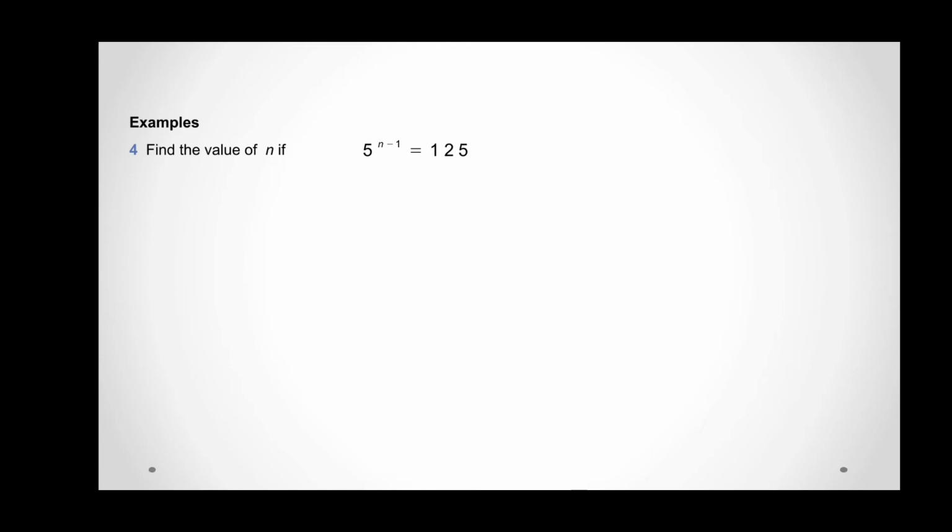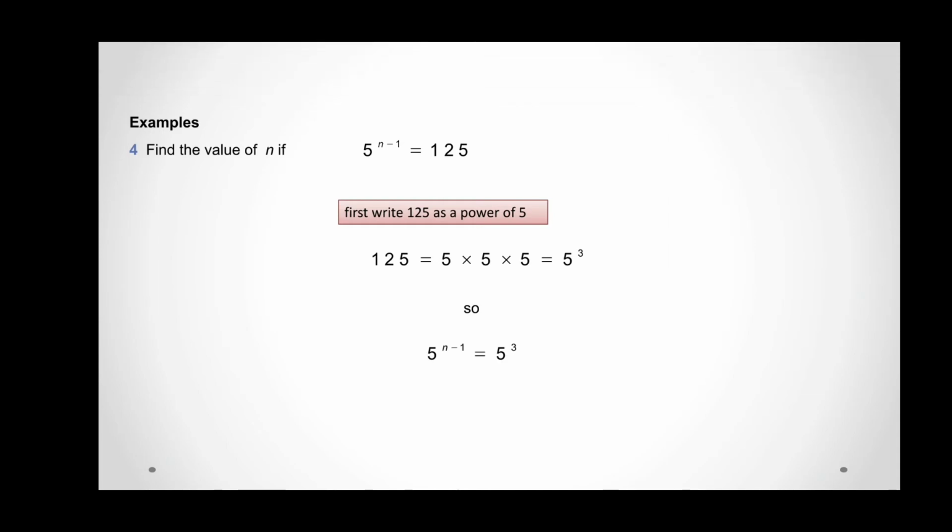Next example, 5 to the power n minus 1 is equal to 125. So here also you have to write 125 as a power of 5. Then you can equal the powers. So 125 means 5 to the power 3. So then 5 to the power n minus 1 is equal to 5 to the power 3. That means n minus 1 equal to 3, n equal to 4.